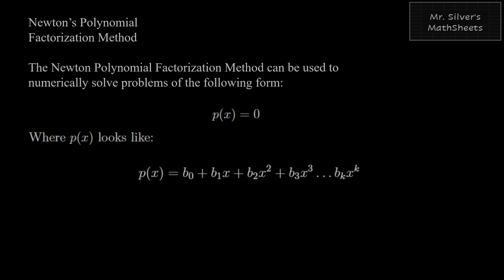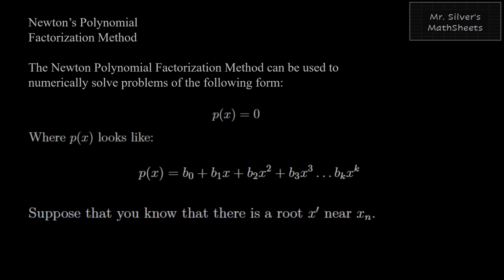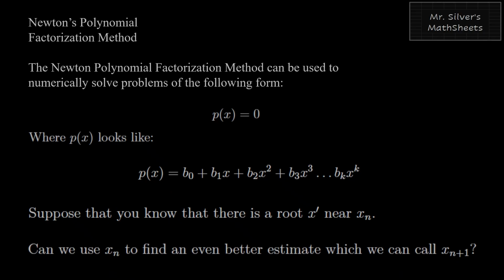The question that Newton was thinking about is, suppose you know that there is a root x prime near x sub n. Can we use x sub n to find an even better estimate, which we can call x sub n plus 1?